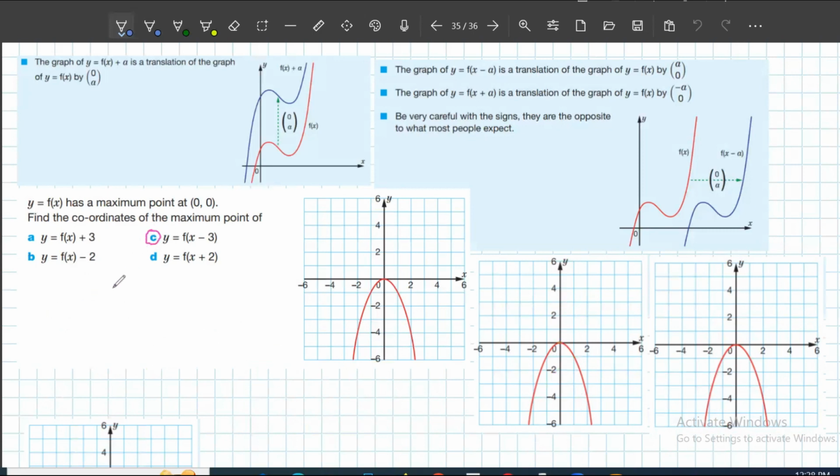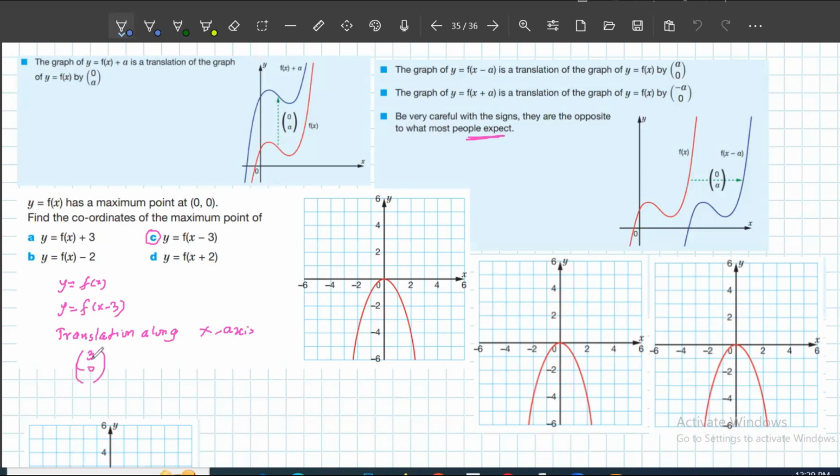For example, if I check part C, then we have the original function y is equal to f of x, and now we have y is equal to f of x minus 3. So this is translation along the x-axis, and our translation vector is, remember, be very careful with the signs, they are opposite to what most people expect. So this is always opposite. For example, here you have x minus 3, so my translation vector is (3, 0).